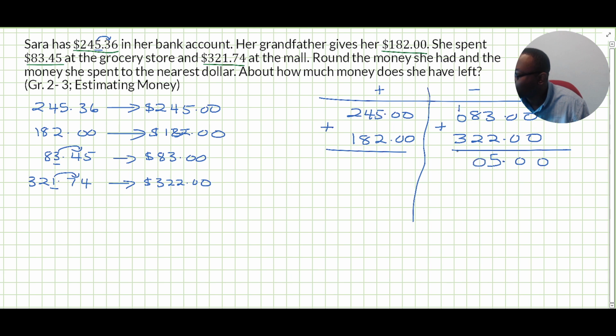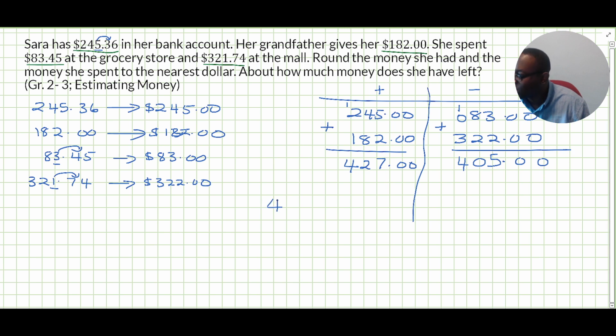1 plus 0 plus 3, we have 4. And then on the positive side, 5 plus 2, we have 7. 4 plus 8, we have 12. So we write 2 here and we bring 1 up here. 1 plus 2, 3 plus 1, 4. So in other words, the estimate is that she had $427 altogether and spent $405. So now we want to find out how much money she has left.